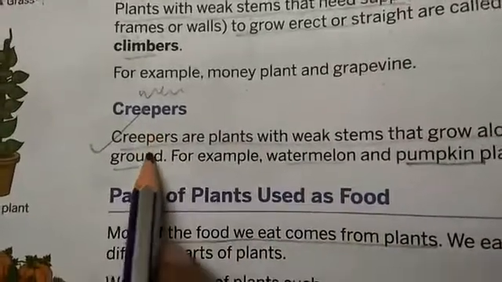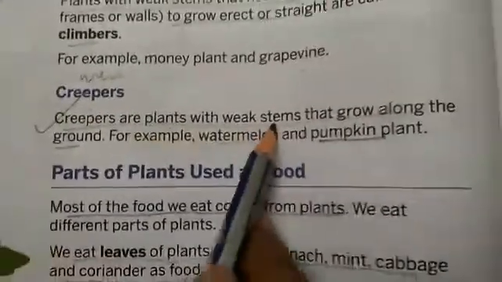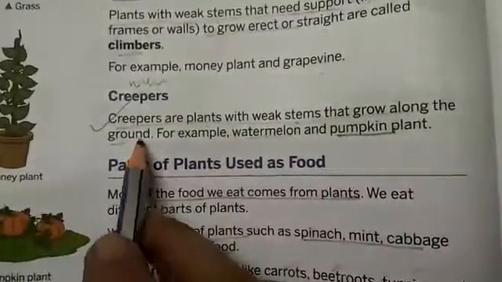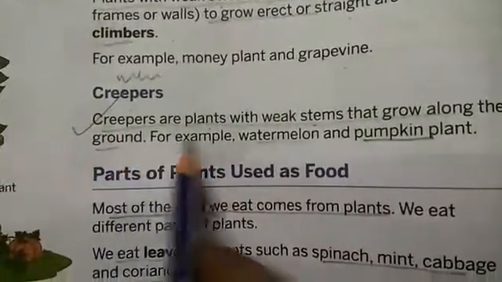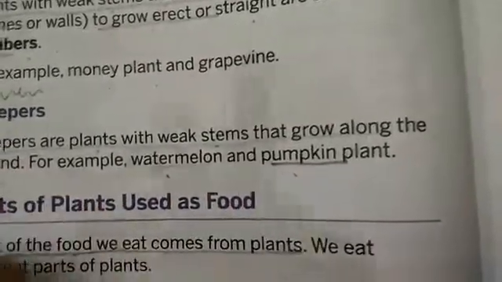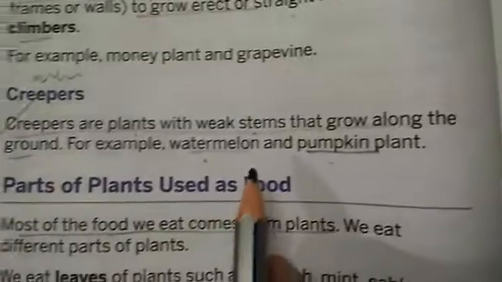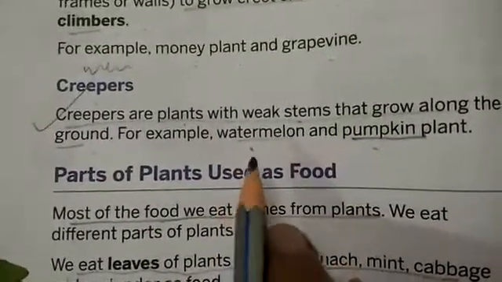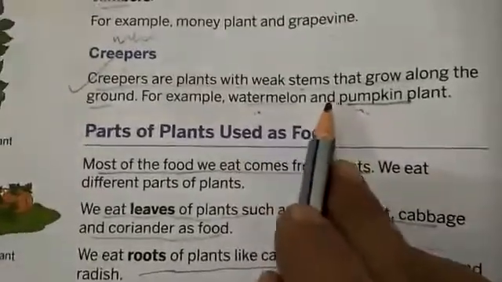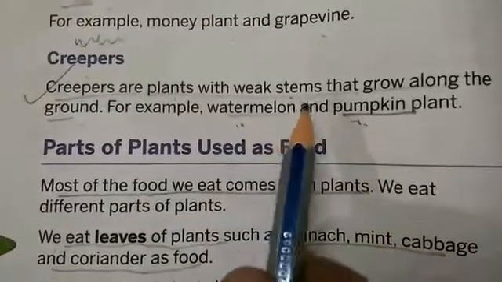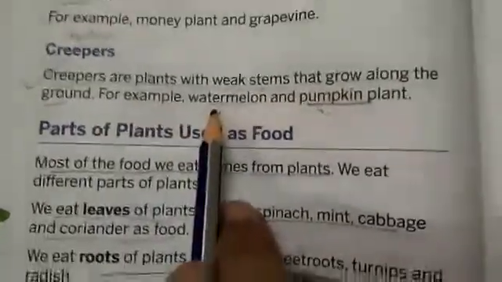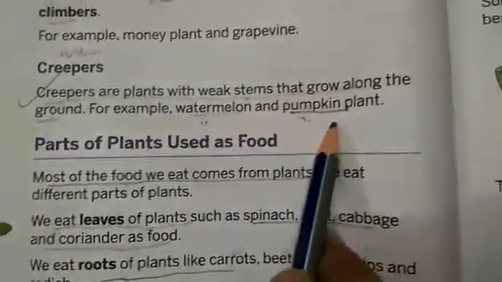Now creepers. Creepers are plants with weak stems that grow along the ground. For example, watermelon and pumpkin. Now watermelon and pumpkin both are big plants, one a fruit, and this is a vegetable, pumpkin. So they will grow on the ground only. They have weak stems, so they grow along the ground. An example is watermelon and pumpkin plant.